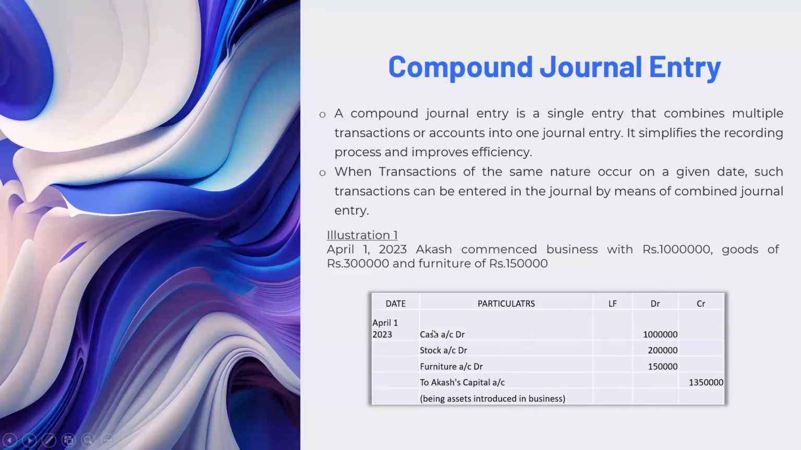If you see, all the three aspects come under the capital account. To Akash, capital account. If you total all three, making this 3 lakh instead of 2 lakh, it becomes 13,50,000. So this is how a compound entry is made. Here you can have one single narration for all the three transactions. It can be mentioned as assets introduced in business. So is this clear?